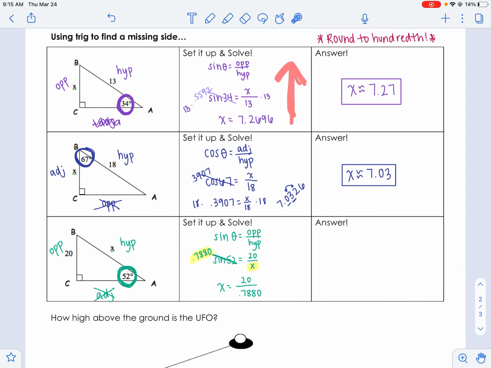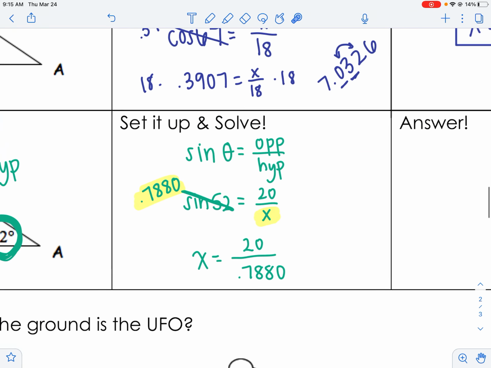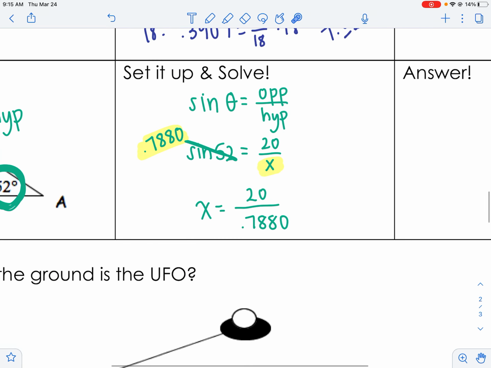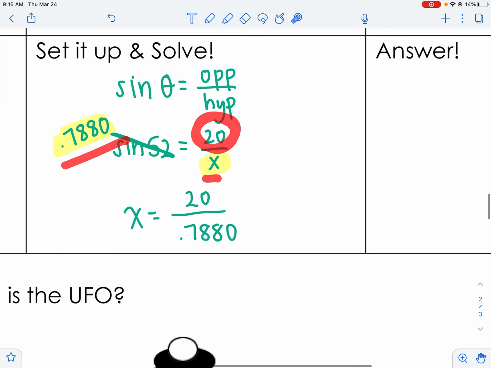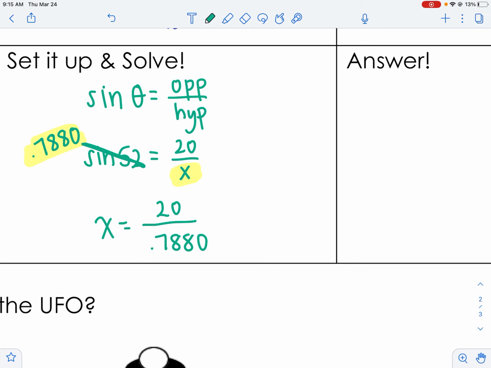So think of it this way. When x is up high, we multiply. When x is down low, we divide. So when x is up high, we multiply. When x is down low, we divide. And I know what to divide by what: this 20 always goes first, swap out the x for the decimal. So now I'm going to go to the calculator and type in 20 divided by 0.7880.